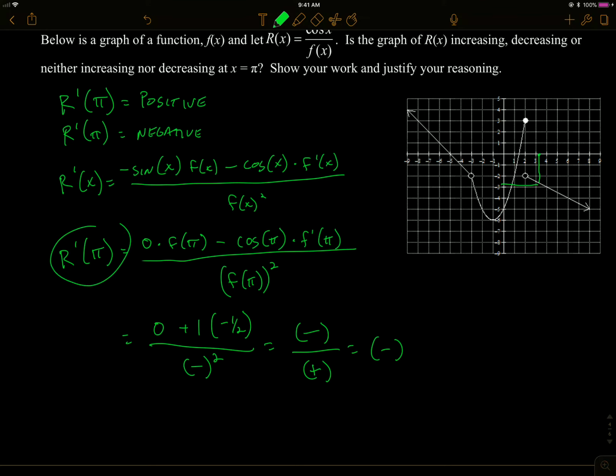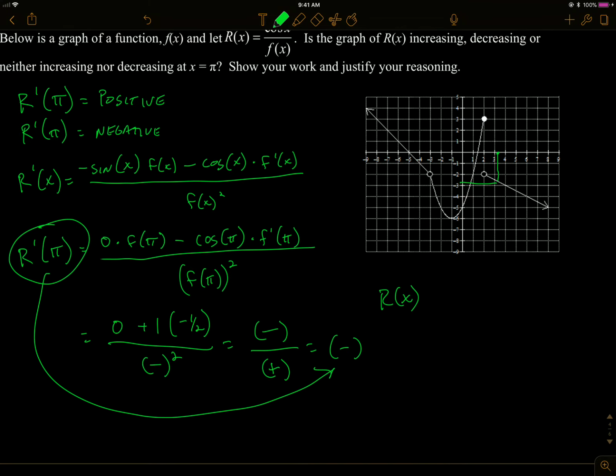I know r prime of pi, the derivative at pi, is negative, which means that r of x is decreasing when x equals pi, because r prime of pi is less than 0. That's what we want to say.